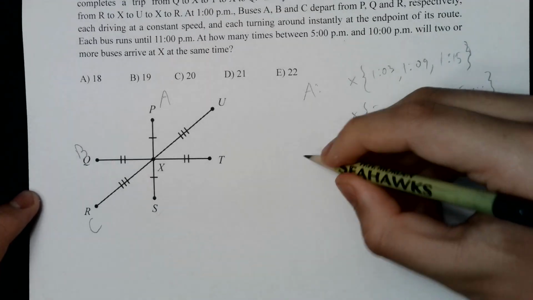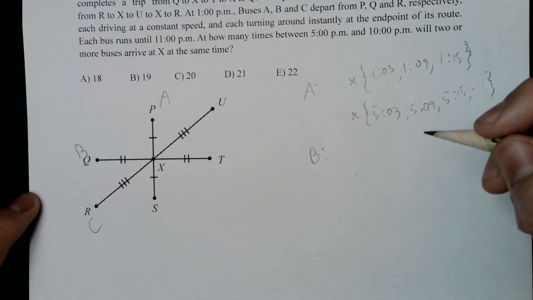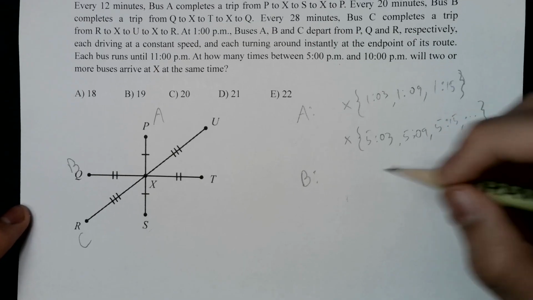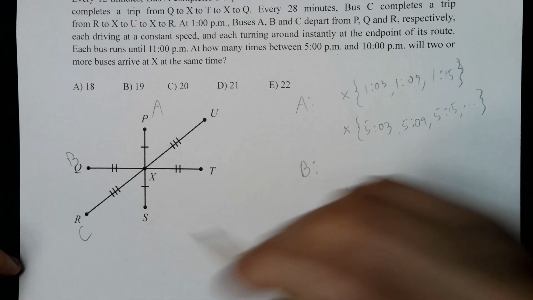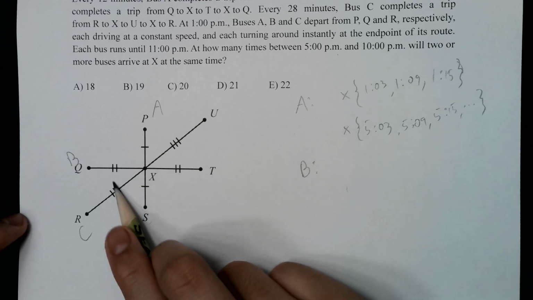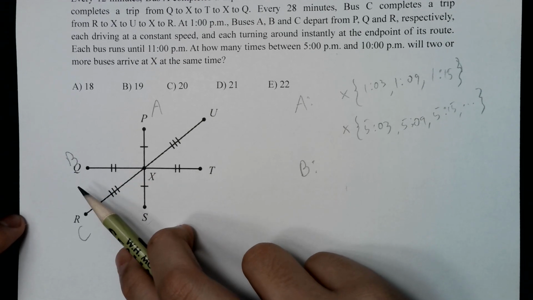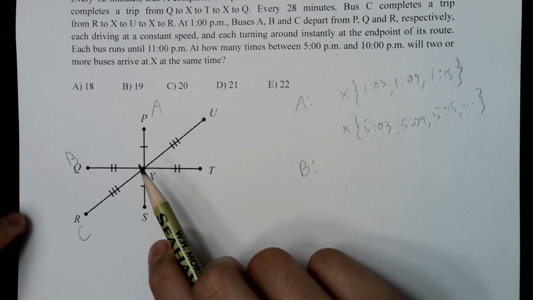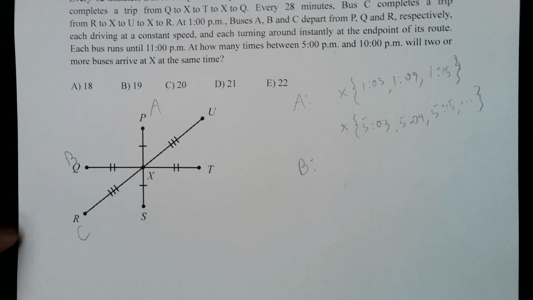Now let's look at bus B. Now bus B is basically the same thing, but instead of 12 minutes, it's going to be 20 minutes. This means that each trip is going to be 5 minutes. So following logic from before, it's going to be 1:05, 1:15, 1:25, and so on. Which means that it's going to be starting at 1:05, and it's going to be an interval of 10 minutes between the times that it goes back to X.